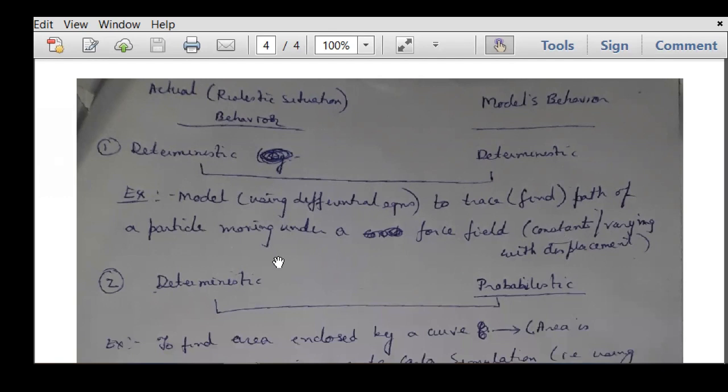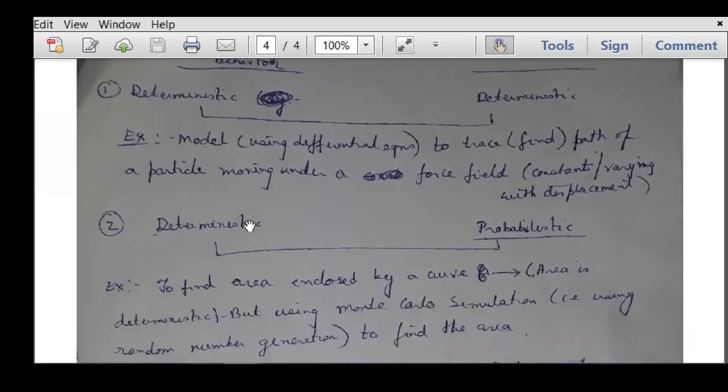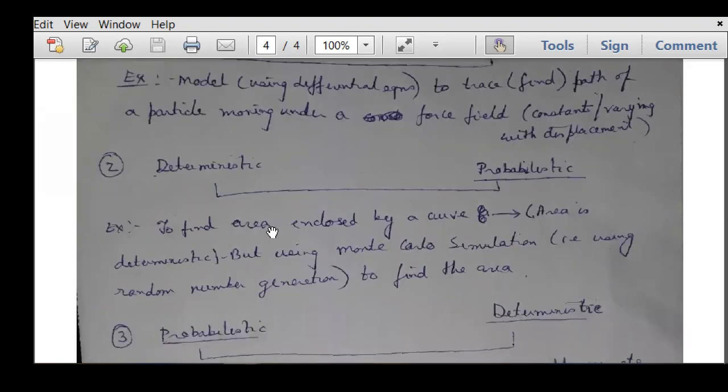Now, say the actual behavior is deterministic and the model's behavior is probabilistic. Suppose you are trying to find out the area enclosed by a curve. As I said, it is deterministic, but we will see later, in fact it is included in your syllabus, we can use Monte Carlo simulation to find out the area. So you are using a probabilistic model to tackle a deterministic real life situation.